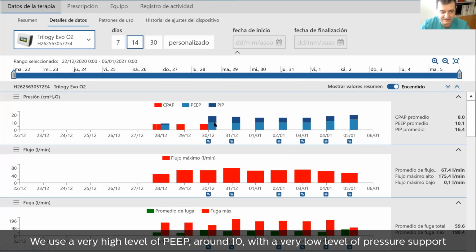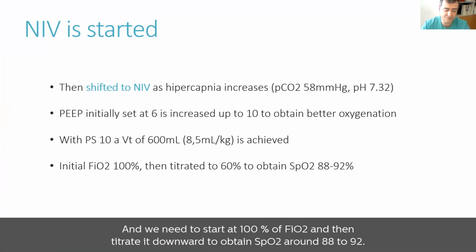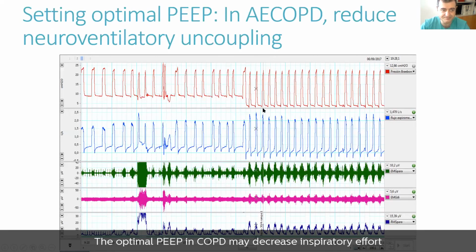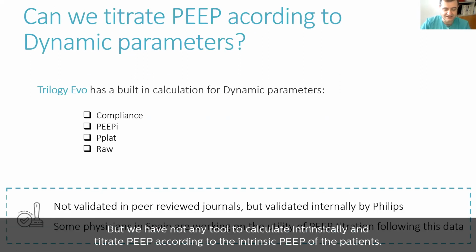We use a very high level of PEEP, around 10, with a very low level of pressure support, as she maintained a very high tidal volume, around 600, which was around 8.5 milliliters per kilogram. And we need to start at 100% FiO2 and then titrate it downward to obtain SpO2 around 88 to 92. The optimal PEEP in COPD may decrease inspiratory effort and may facilitate the triggering of the ventilator, but we do not have any tool to calculate intrinsic PEEP and titrate PEEP according to the intrinsic PEEP of the patients.